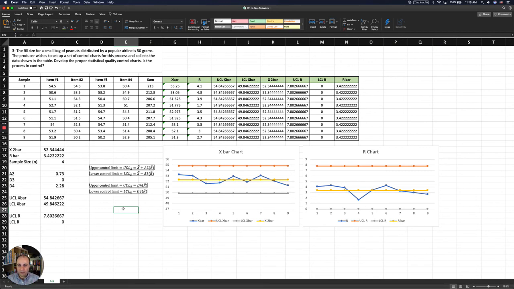You can easily answer all those if you just go about solving the whole thing in Excel, build all the charts. You can answer all the questions. A question could be, what is the X double bar, what is UCL, is the process in control, and so on and so forth. Okay, so this concludes chapter 5.